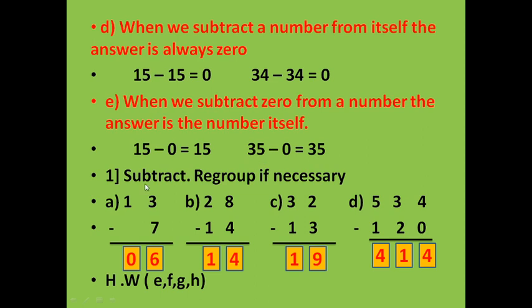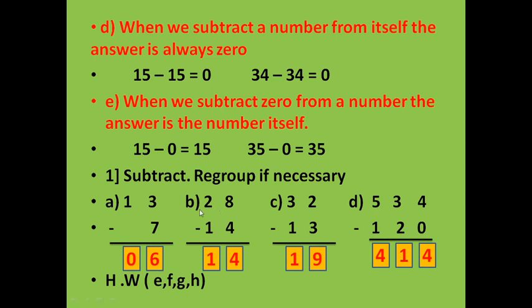Okay? Right. Now here, subtract, regrouping if necessary. Here 13 minus 7. If I want to subtract 7 from 3, I cannot. So I will borrow 1 from the 1. This 1 becomes 0, and this 3 becomes 13. Now count from 6 to 13. After 6: 7, 8, 9, 10, 11, 12, 13. So the answer will be 6.